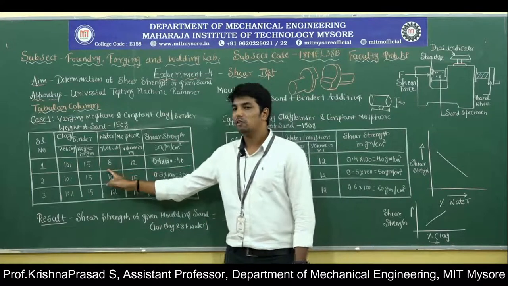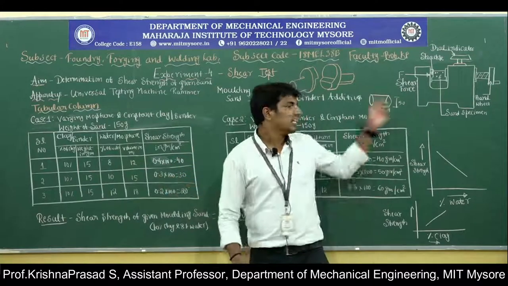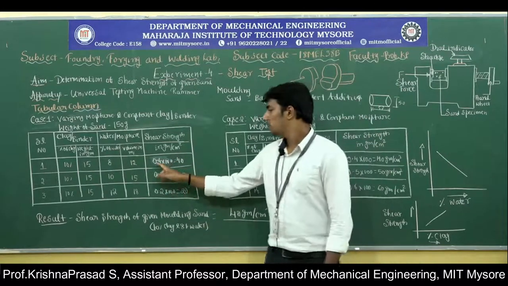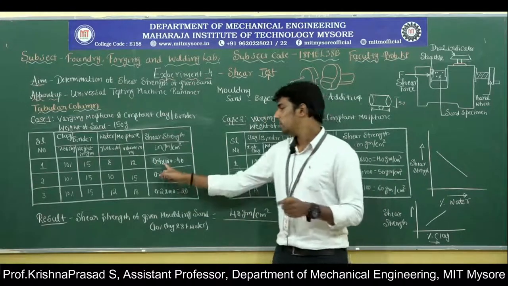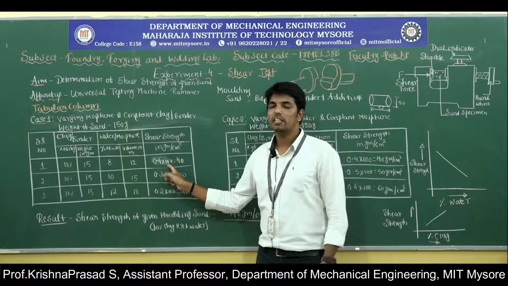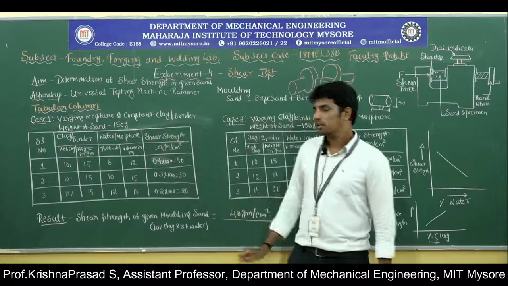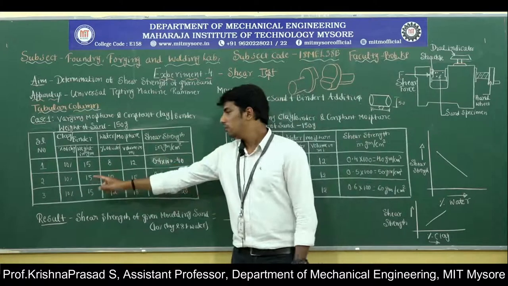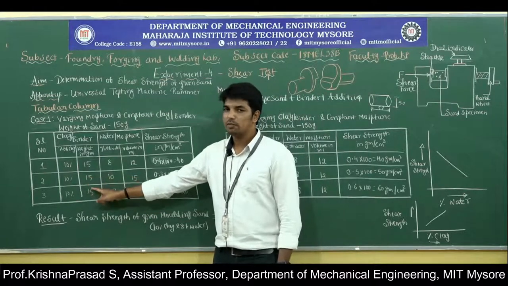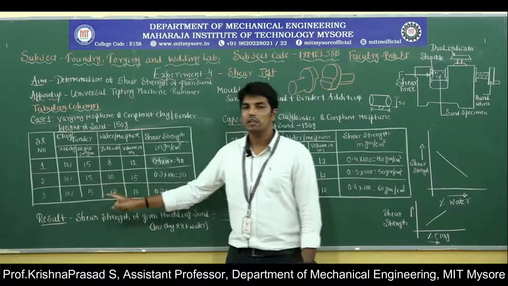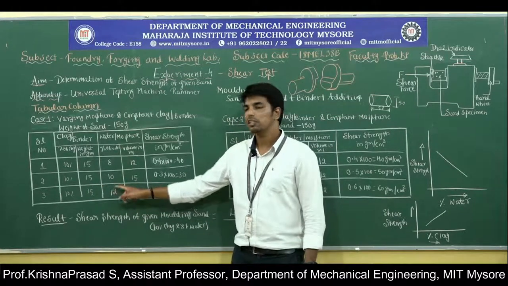For 8% water, that is 12 ml of water, I got the shear strength through the dial indicator as 0.4 into 100. That means each division is 0.2, and we need to multiply the dial gauge reading by 100. So we got 40 gram per centimeter square for the first value. In the second value, we again maintain the constant 10% clay, 15 grams of clay and 135 grams of silica sand, and the percentage of water is increased to 10%, that is 15 ml.